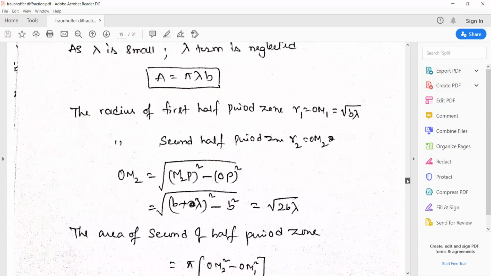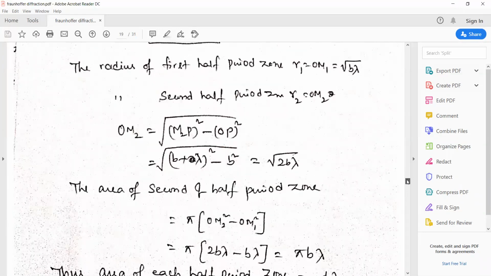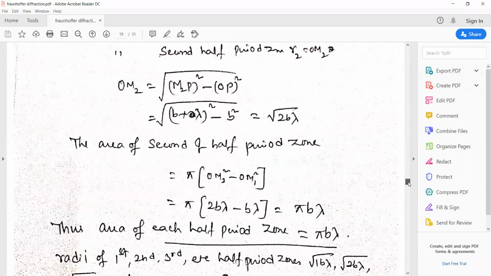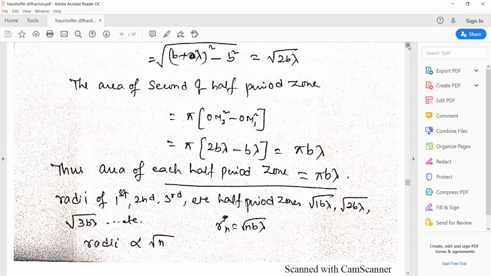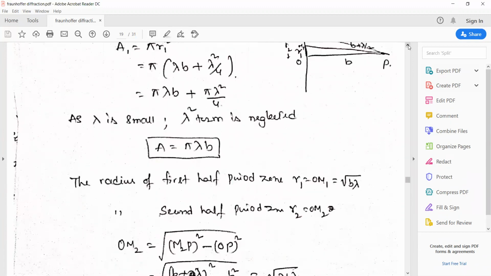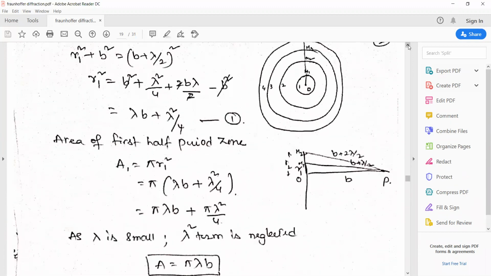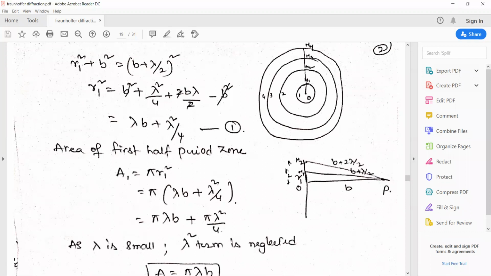So I found out the radius of the first half period zone and radius of the second half period zone. Now it's time to find out the area of the second half period zone. Area of the second half period zone, if you see in this diagram, this is the area of the first half period zone.